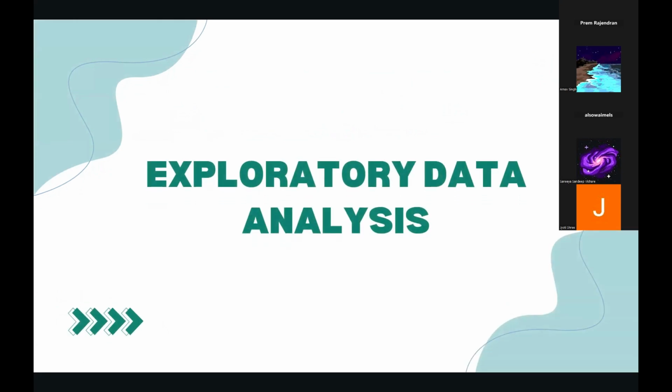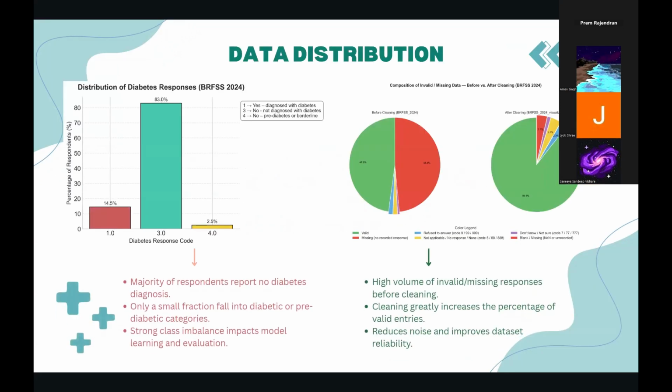Hello, everyone. I'm talking about exploratory data analysis. When we looked at the data distribution, the first thing that stood out was the class imbalance. Most people in the dataset do not have diabetes, and only a small fraction fall into diabetic and pre-diabetic groups. That imbalance matters because it makes the modeling task harder.